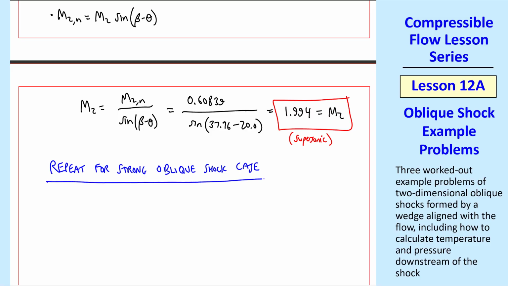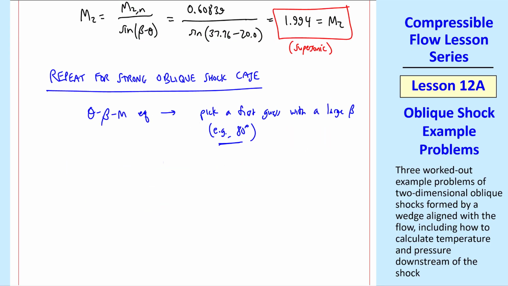Now we'll repeat for the strong oblique shock case. If you're solving the theta-beta-M equation for the strong case, if you're using an iterative method, such as false position method, you pick your first guesses with a large beta, for example 80 degrees, to ensure that you get the strong case. Here's a summary of my results for the strong oblique shock case.